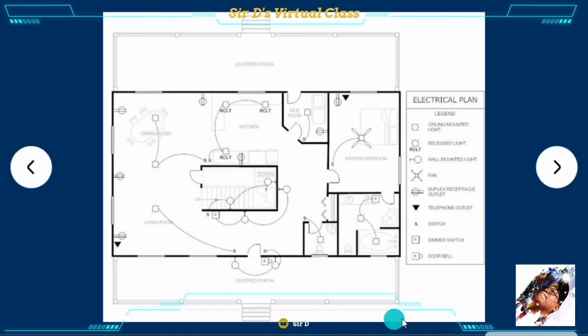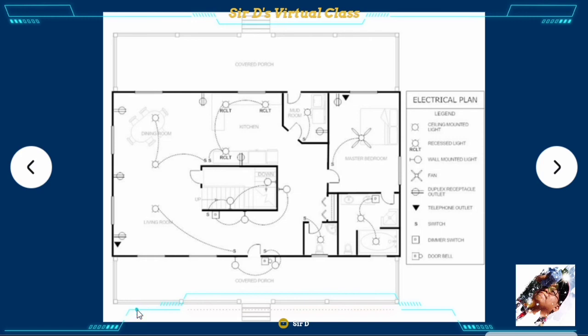Now, every electrical plan has its legend, showing what electrical symbols are used with its corresponding description. Remember, class, that when you are interpreting, you must be able to see through thoroughly the whole plan. Like, how many ceiling mounted lights are there? How many recessed lights are there? So forth and so on.